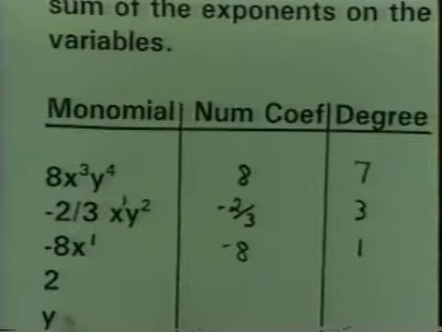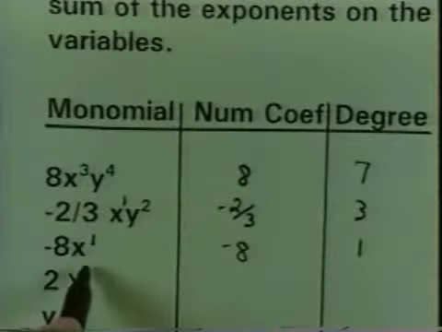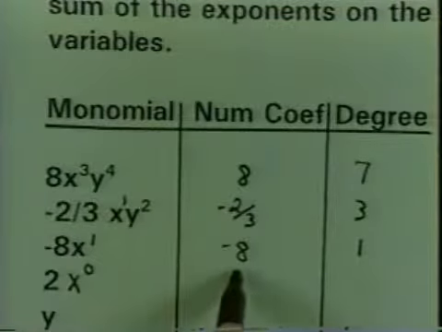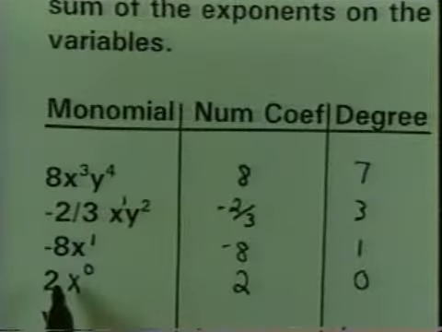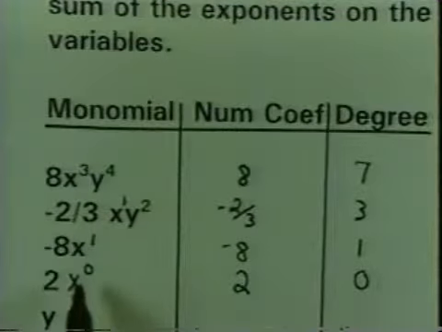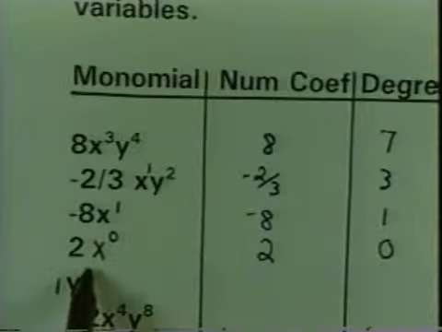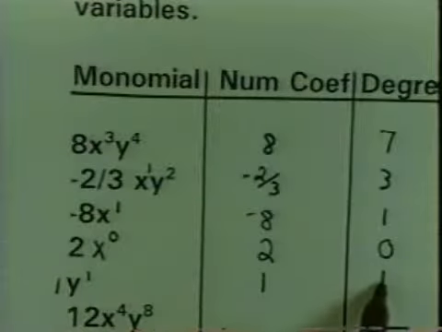We also need to be careful with 2. I can write 2 as 2x to the 0. So the numerical coefficient is obviously 2. The degree is 0. So if you just have a number with no variable part, the degree would be 0. Y can be written as 1 y to the first. So the numerical coefficient is 1. The degree is 1.